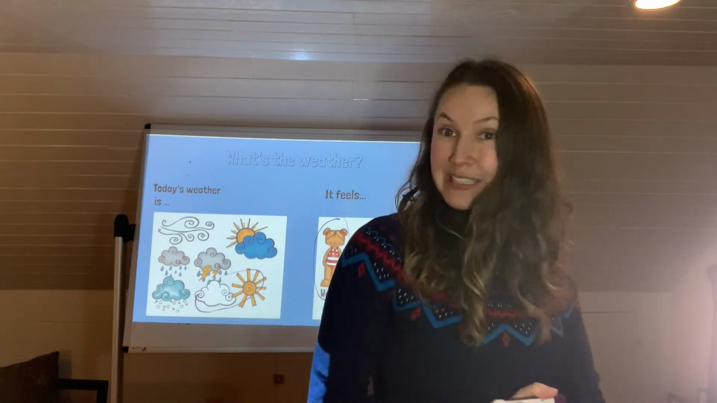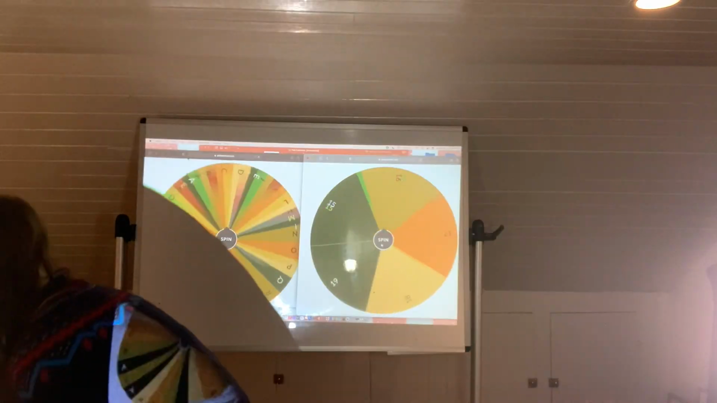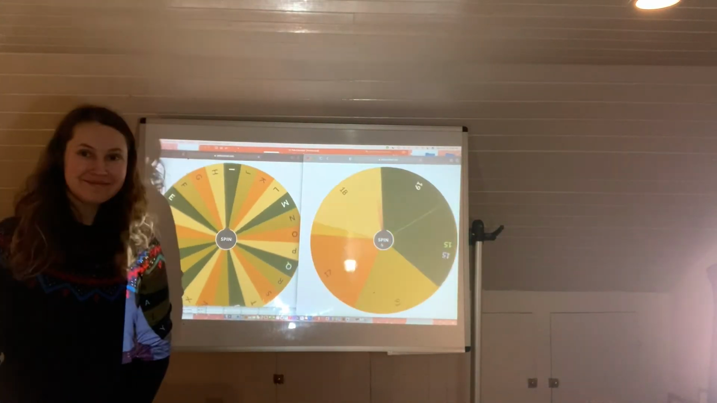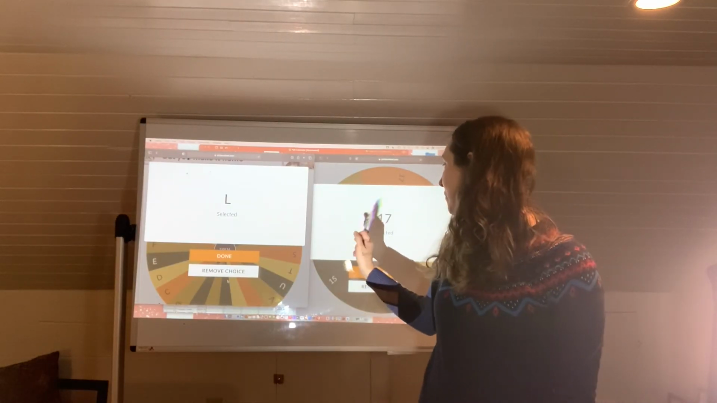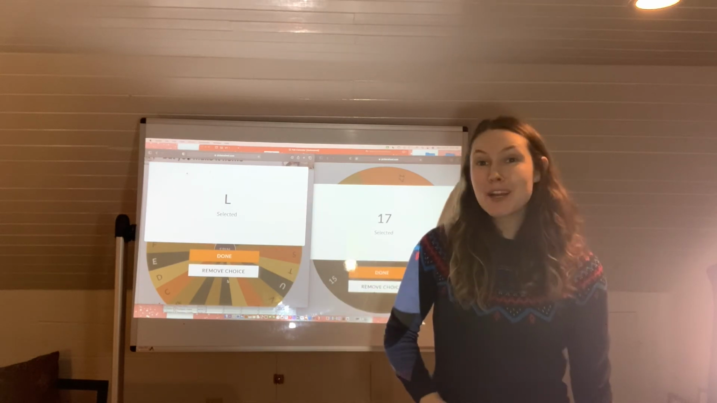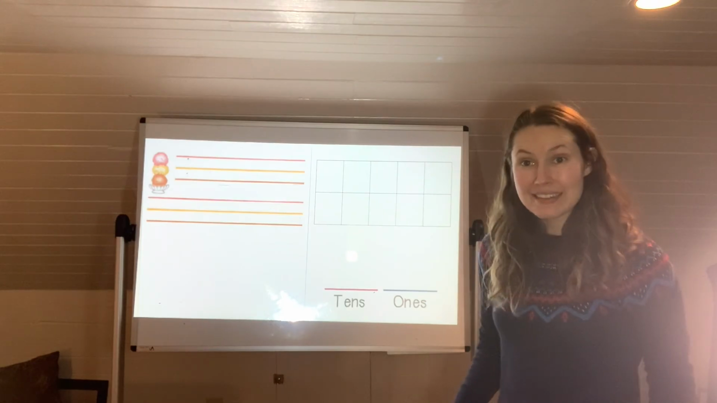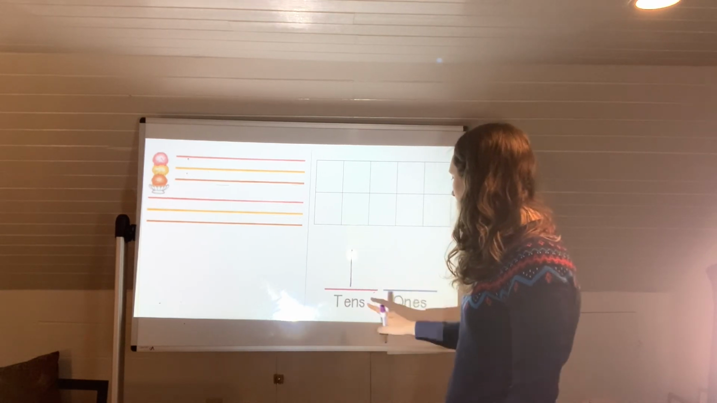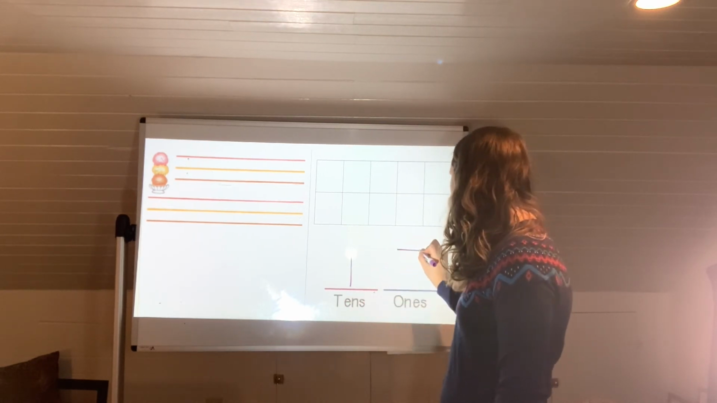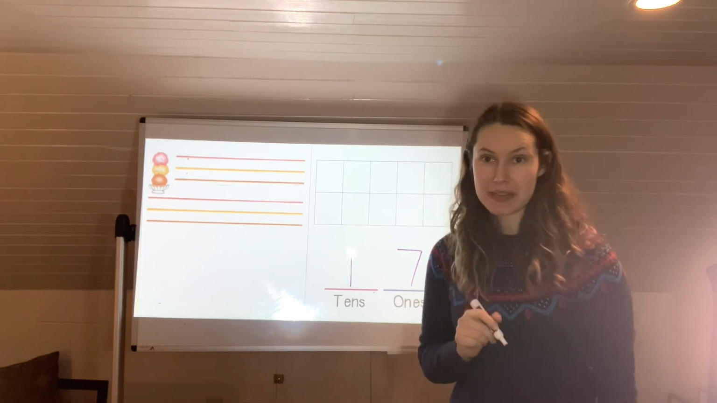Let's move on to our place value and letter practice of the day. Okay, so I added in our numbers 15 to 19, and today we got number 17, and we're going to review letter L. Okay, let's begin with number 17. So I'm going to write it. We're going to begin with a 1, that's in the tens place, and a 7 in the ones place.